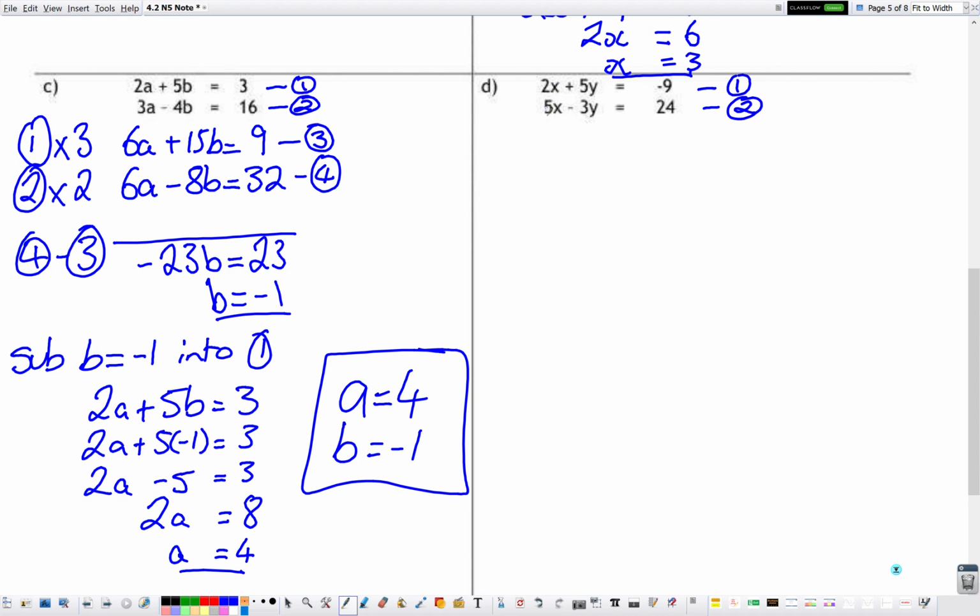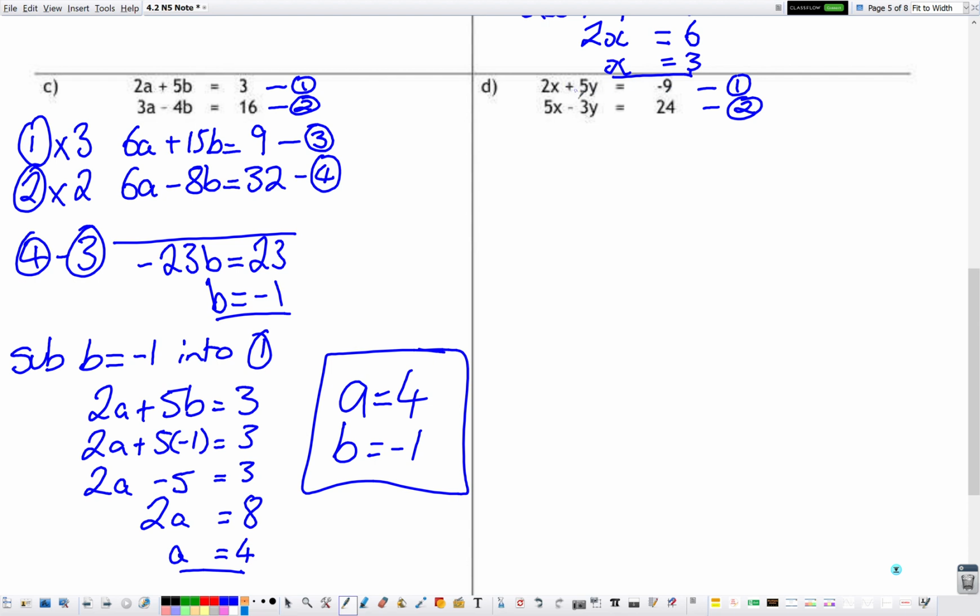What would maybe be the obvious choice would be to get these both to 10x. So I can multiply the top one by 5 and the bottom one by 2. But just for the sake of variation, I'm going to match up these bottom ones and show you how it works with the difference of sign. So I could get this to a plus 15 by multiplying by 3, and I could get this to a minus 15 by multiplying by 5. So if I've got plus 15 and minus 15, I can then eliminate those. So let's do that just to show you a different option.